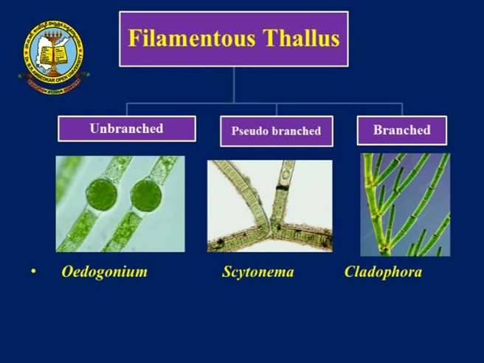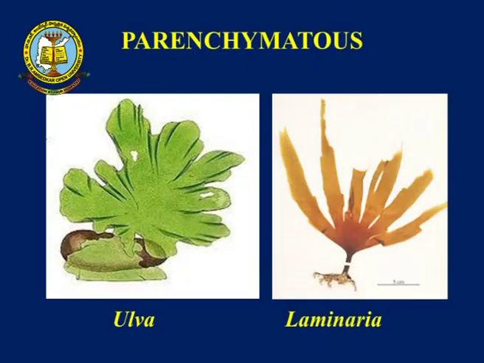And among branched forms, heterotrichous also occurs. Heterotrichous means two types of systems: one is the prostrate system and the other is the erect system. This type of system is called a heterotrichous thallus, example Chara and Ectocarpus. This is about the filamentous thallus.